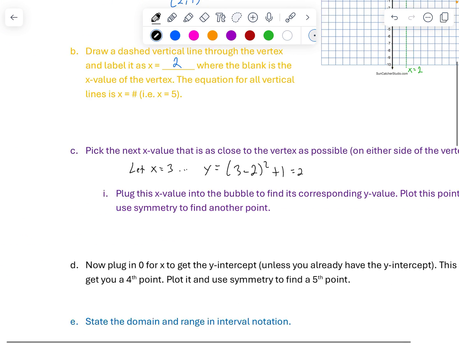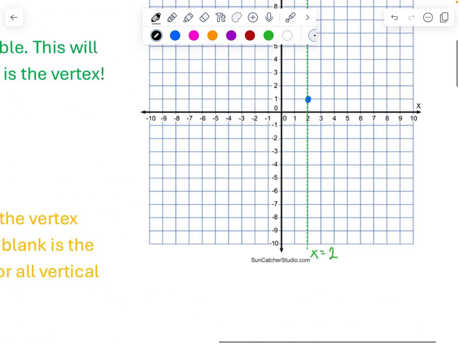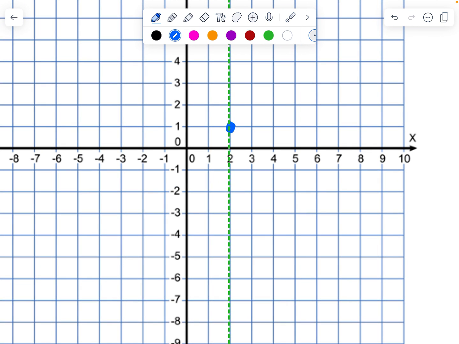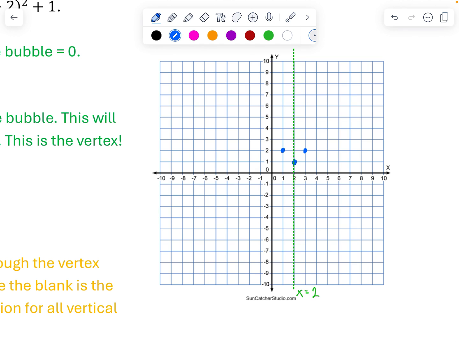So now we have another point, which is (3, 2). So let's come back up to our graph. (3, 2) is right here. Using symmetry, there's going to be another point right there. And now we just need 2 more points. So we find 1 more point, and then we can reflect it using symmetry, and that'll be our 5th point.